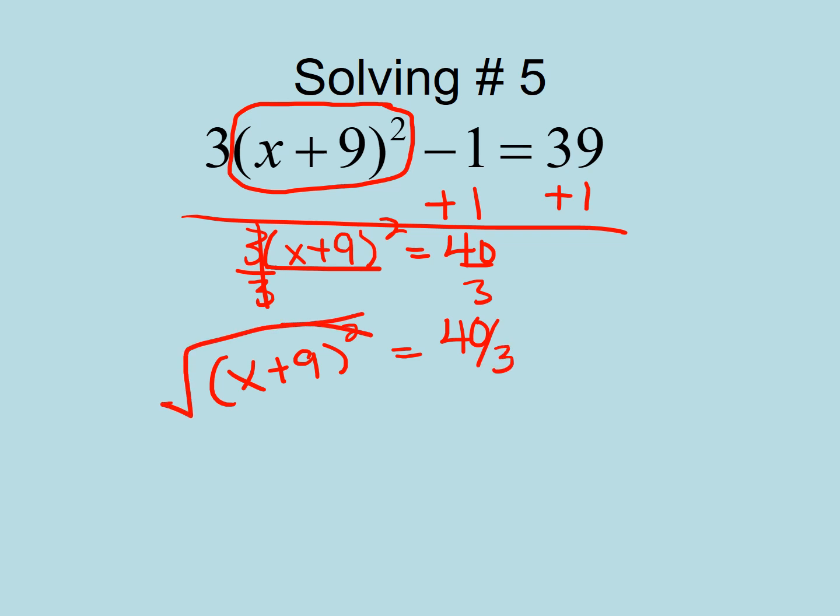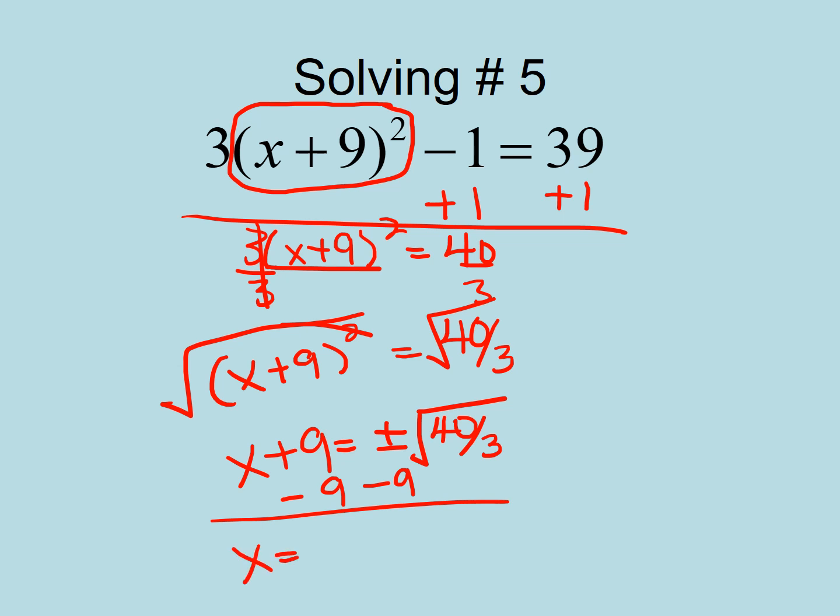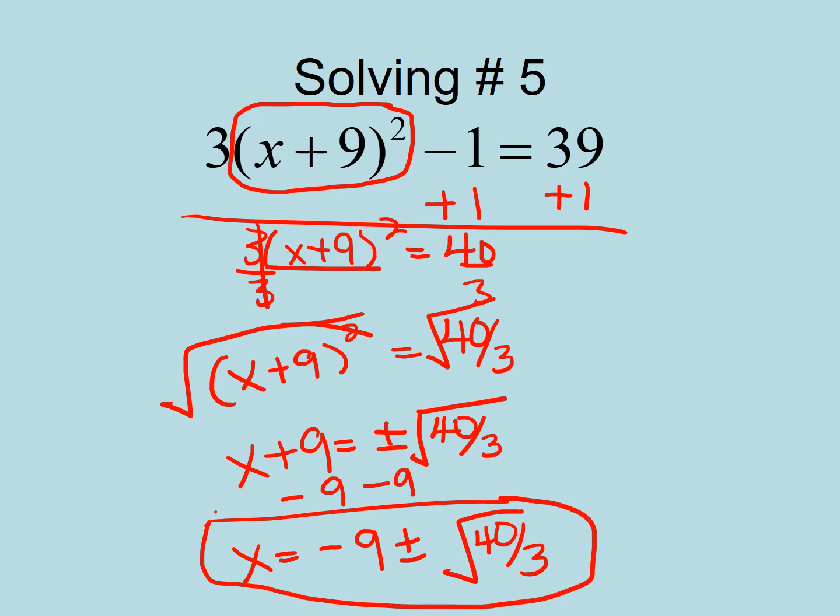Now I can take the square root to get rid of that squared on the left side. So I have x + 9 is equal to plus or minus the square root of 40 over 3. And now the last thing that I need to do is subtract the 9 from the other side. So I have x is equal to negative 9 plus or minus the square root of 40 over 3. And that, ladies and gentlemen, is my final answer.